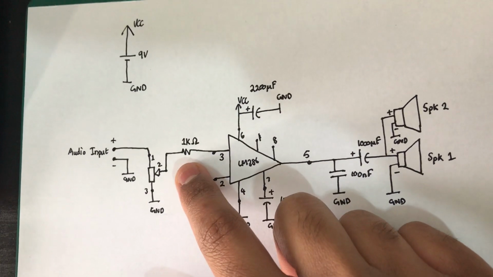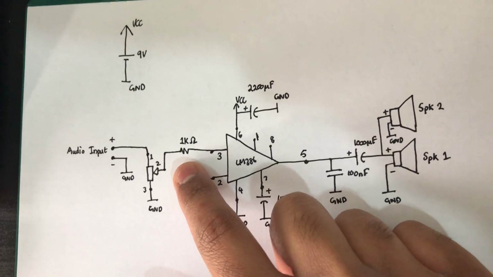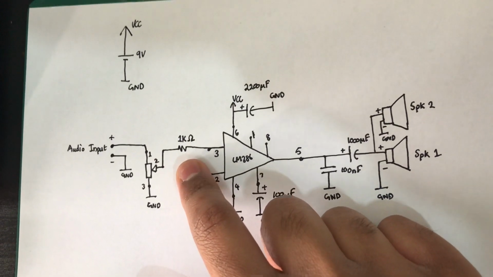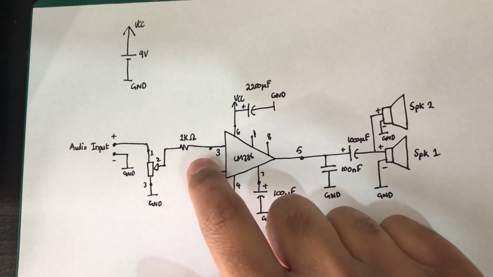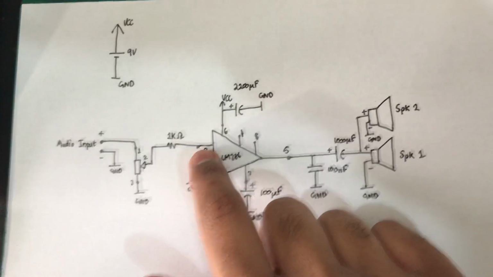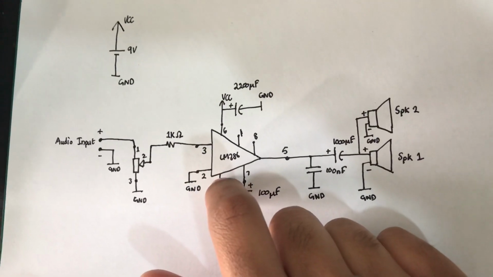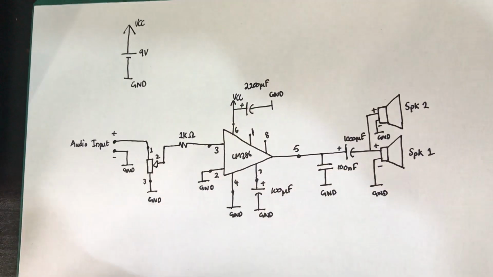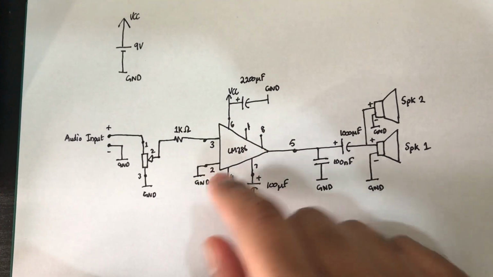Now the 1K resistor is used for stereo to mono conversion, and I did some research online and it shows that this is probably the best conversion and it makes the audio quality much more rectified. Pin 2 goes to ground.